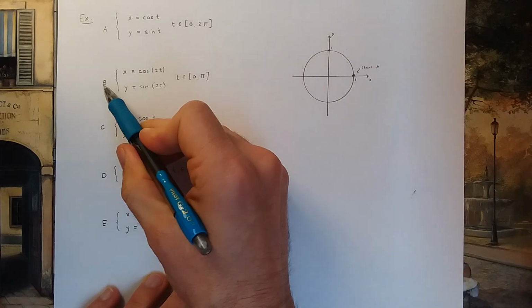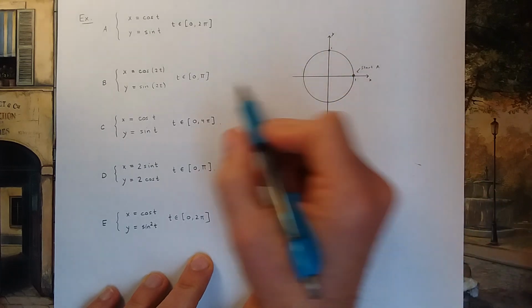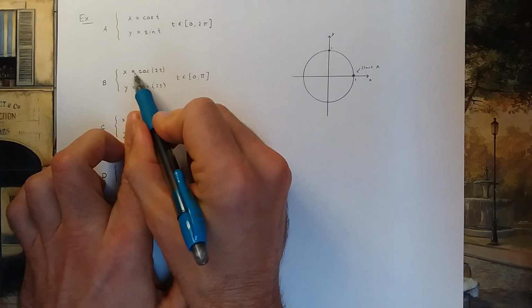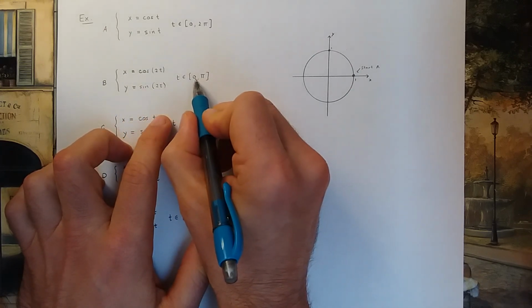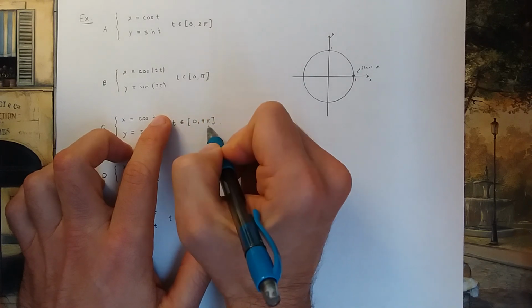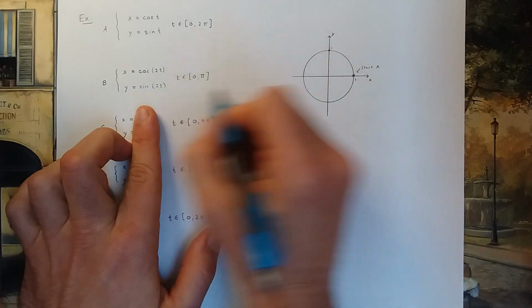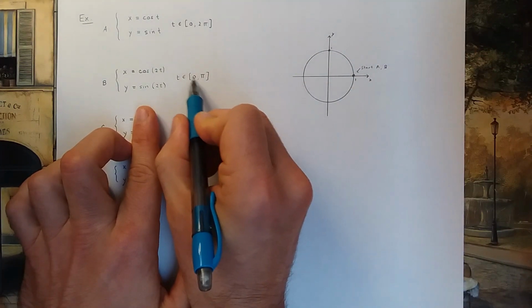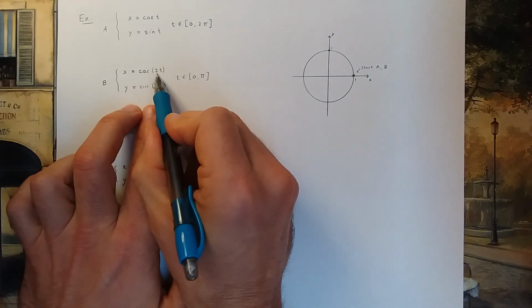The second equation, B, also traces the graph of a circle of radius 1, but it's a different parametric equation. Here I have x is cosine 2t and y is sine 2t. And t this time ranges in between 0 and pi. This is the same basic shape. It has the same starting point, so it's the same start for A and B. If I plug in 0, I get this value. But it's traversed twice as fast.